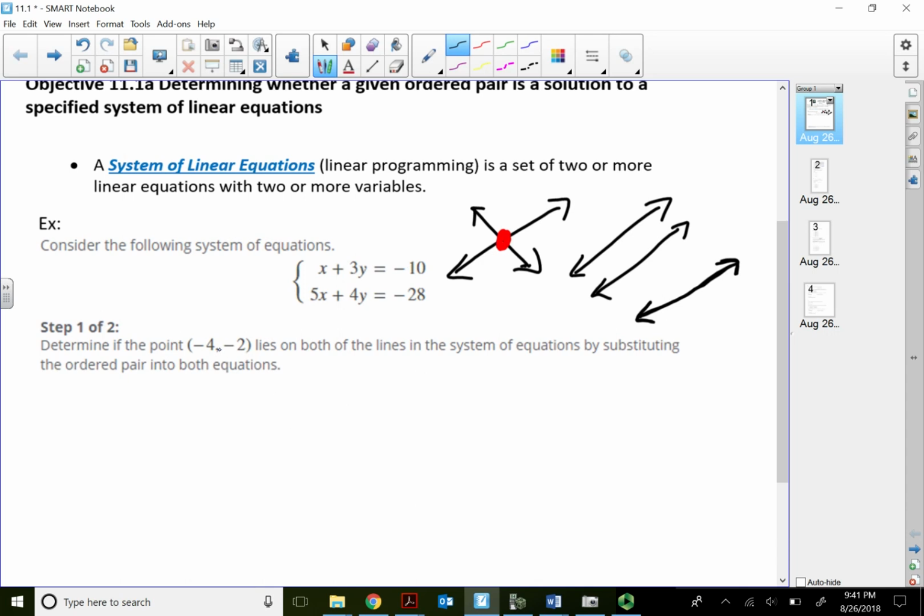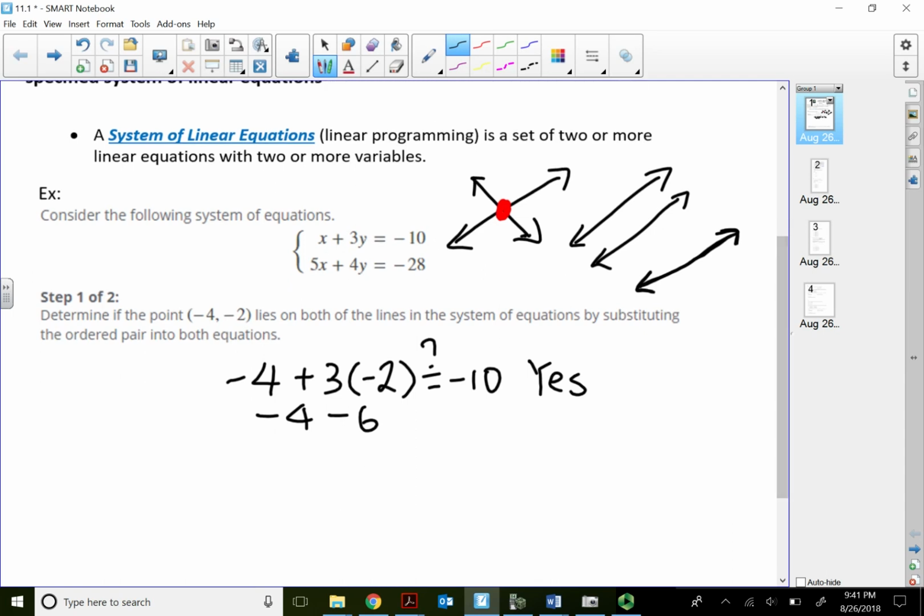So let's give it a try. Negative 4, substitute for x. That's negative 4 plus 3 times y. Now I'm going to substitute negative 2 for y. Does that equal negative 10? Well, let's see. Negative 4, plus 3 times negative 2 is negative 6. So negative 4 and negative 6 combined is negative 10. So yes, that means this point is on that line, or that line carries that point.